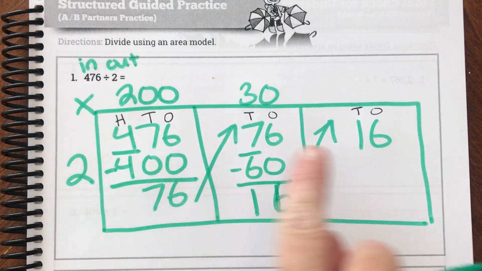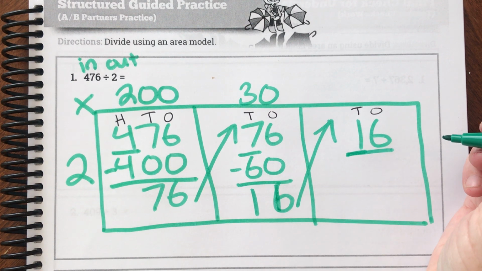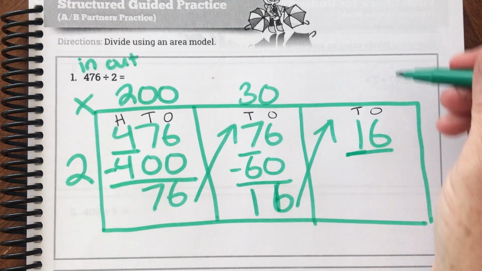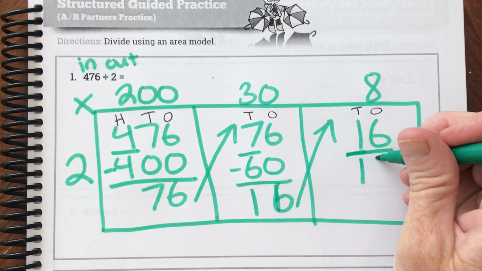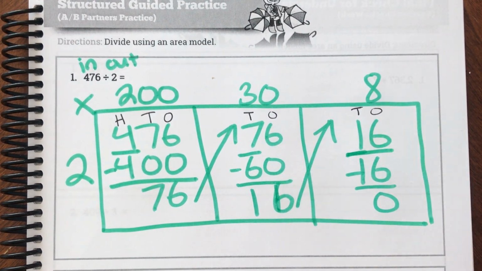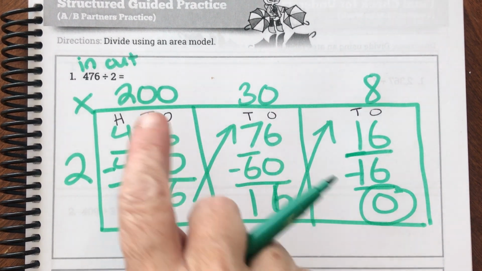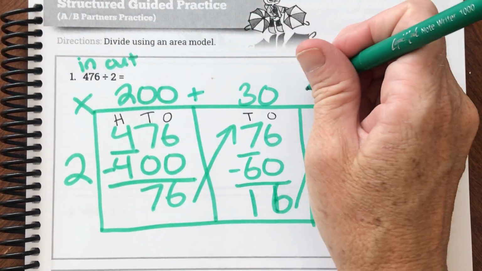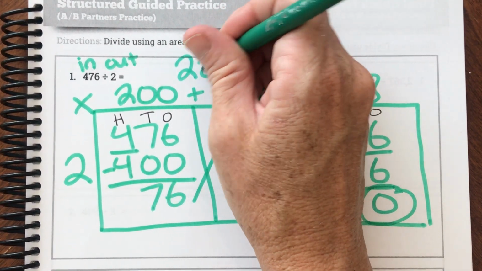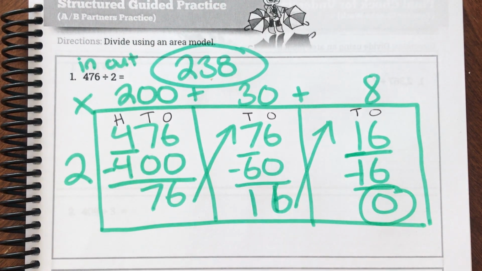Okay, 2 can fit into 1? No. 2 can fit into 16 8 times, and we're in the ones place value, so it's just 8 ones. 8 times 2 is 16, and we have nothing left. So this will be our no remainder. Okay, so our partial quotients are 200, 30, and 8, and when we put those together, we get 238, and we have nothing left. So our quotient is just 238.